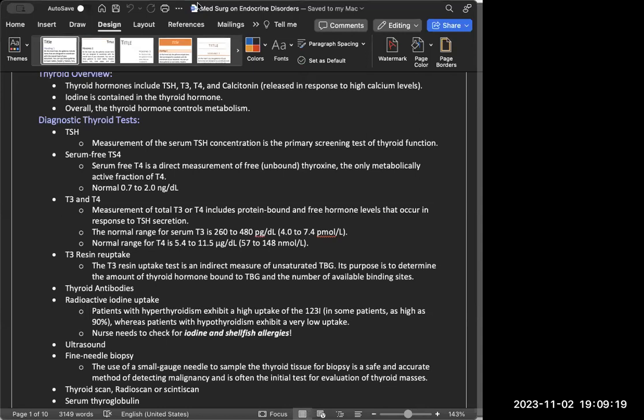Then we have T3 and T4. They are other hormones that are secreted as a result of TSH being secreted. So that's why we focus on these three major hormones when we think about the thyroid. And we want to measure those because those levels are also going to tell us things about thyroid function and thyroid disease, okay?